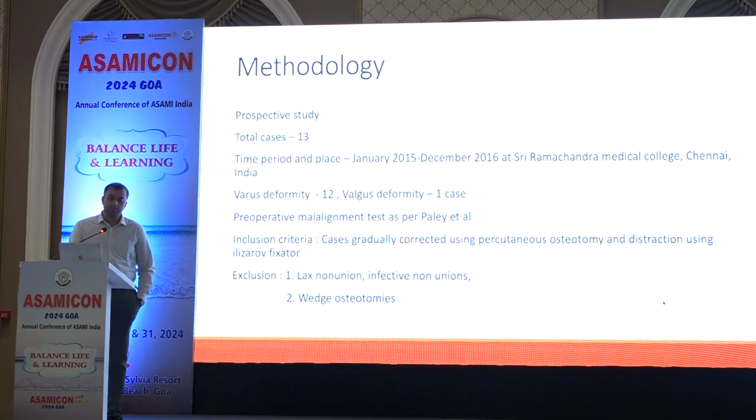So this is a case series where we took 13 cases. There were mainly varus deformities in 12 cases, and one patient had a valgus deformity of around 22 degrees. In all cases, we attempted to achieve a medial proximal tibial angle of 90 degrees. We included all the cases which underwent a percutaneous osteotomy and distraction, and which were corrected gradually. We didn't include any lax union or infective non-union because in these cases we have to correct the deformities very acutely, along with wedge osteotomy, which is also an acute correction.